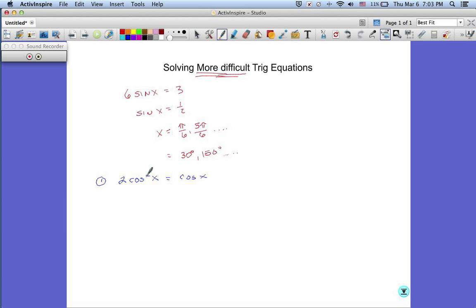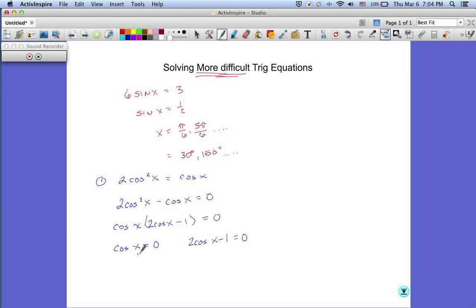That's crazy. When can 2 times something squared equal just something? Let's find out. So the first thing I'm going to do is, hey, this is quadratic. What do we do with all quadratics? We get everything on one side and we try to factor. So I'm going to subtract cosine from both sides, and now I can factor a cosine out. So if I factor cosine out, I'm left with 2 cosine of x minus 1. So remember from algebra, our zero product property, I have the product of two things and they equal 0. That means this product can equal 0, or this product can equal 0.